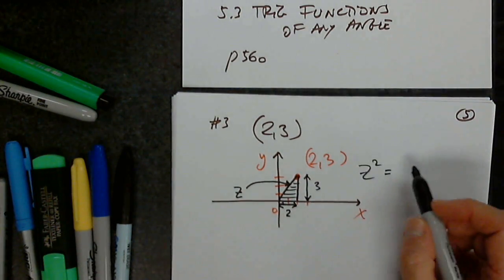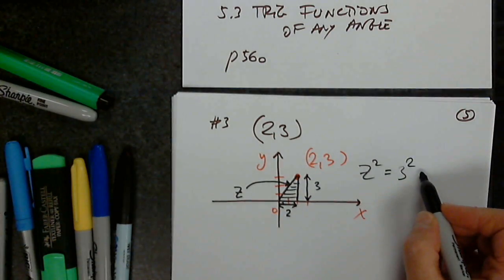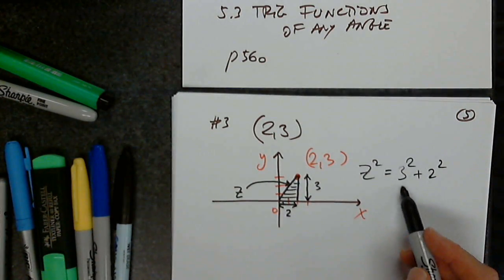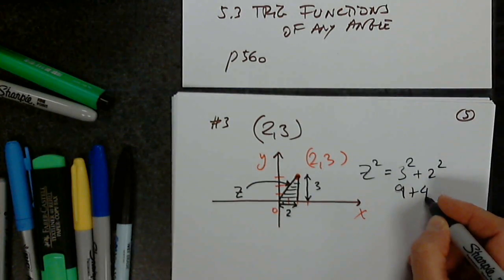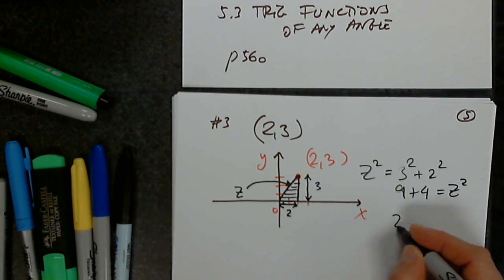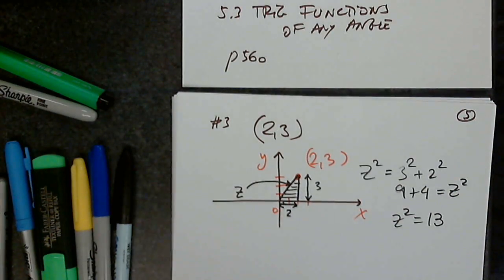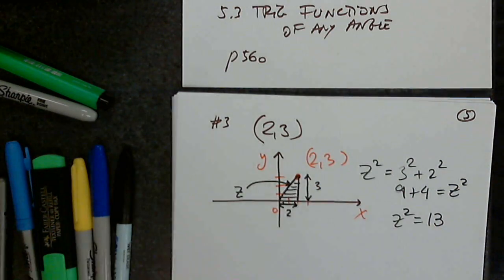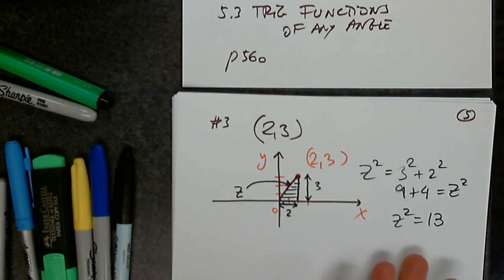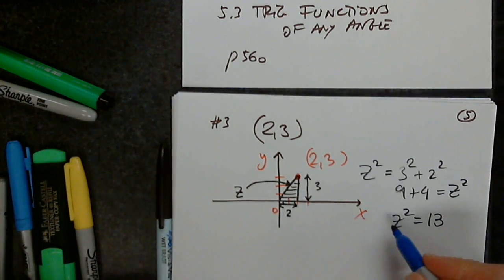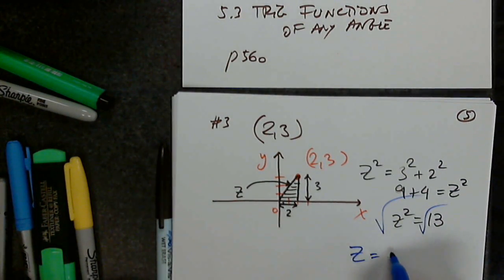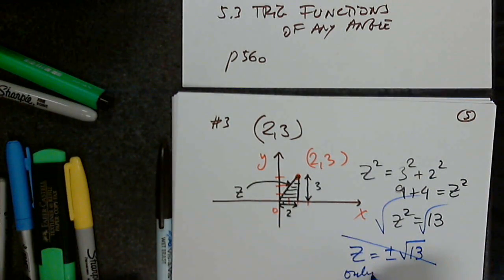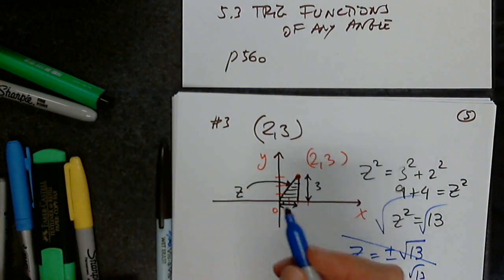Z squared equals 3 squared plus 2 squared. 3 squared is 9, 2 squared is 4. It turns out that this Z squared is 13. But I don't want Z squared. And I know that Z is a distance from this point to this point, so it has to be a positive number. But what do I do to both sides to get Z? I take the square root, and correct, I should write this. But then I'll say, no, only Z equals the square root of 13.